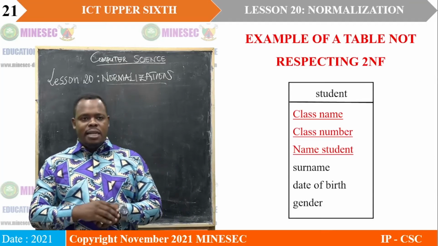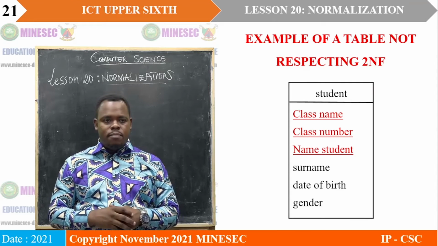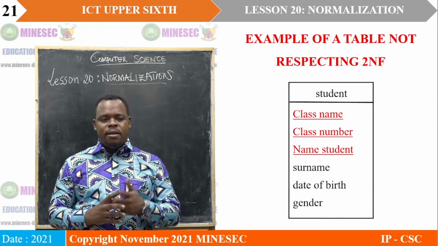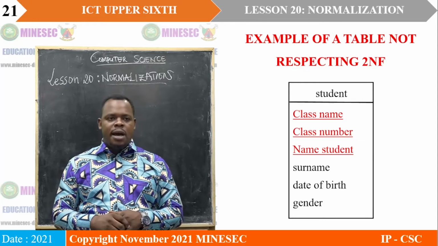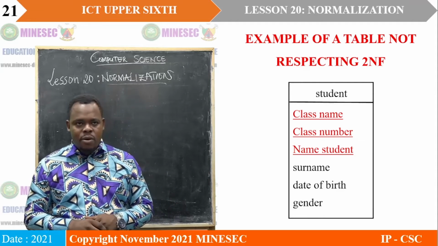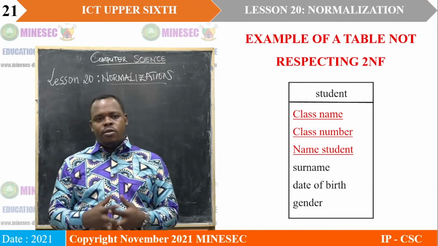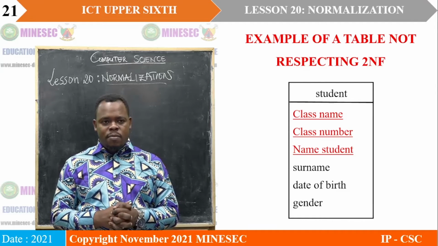So if you look at the example, we have this table. We have class name, class number, name of student, short name, date of birth, and gender. We want to find out if this table respects second normal form. You can observe here that this table does not respect second normal form.